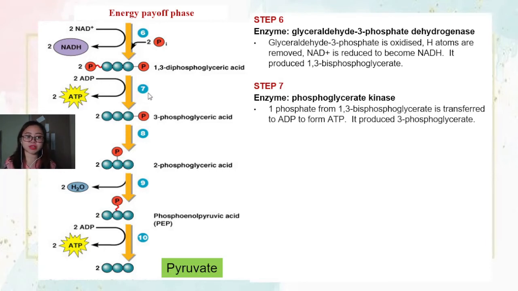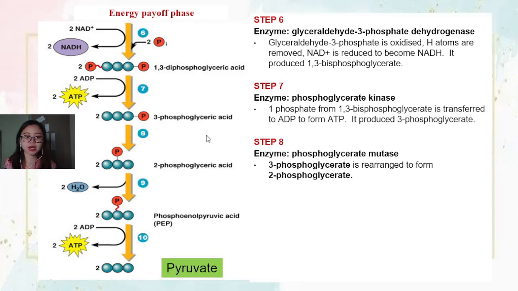Itu yang berlaku di step 7. Ini banyak tenaga, kita ambil tenaga itu masukkan ke dalam ATP. So sekarang yang kita tinggal adalah molekul yang bergelar 3-phosphoglycerate. And we go on to step number 8. In step number 8, the enzyme that's involved is phosphoglycerate mutase. In this step, what the enzyme will do is it's going to rearrange 3-phosphoglycerate into 2-phosphoglycerate.